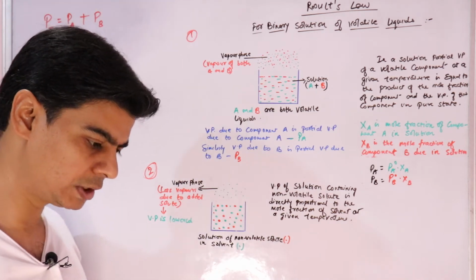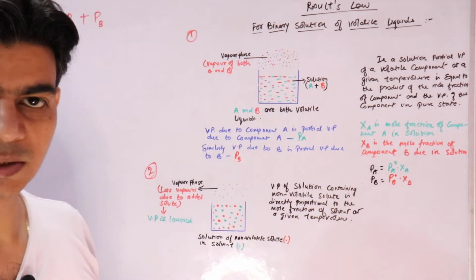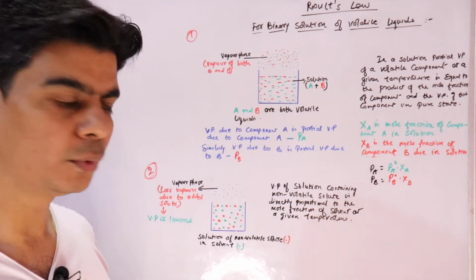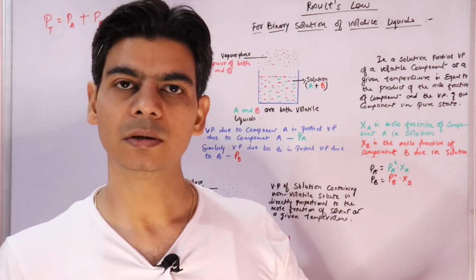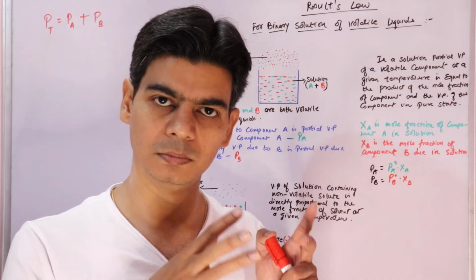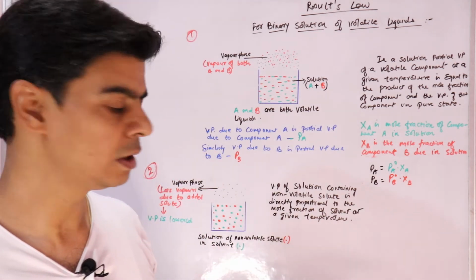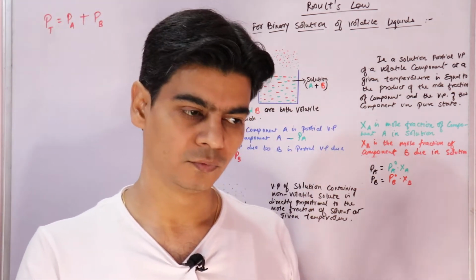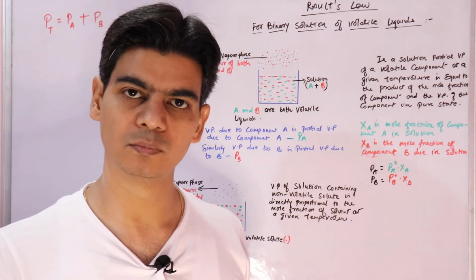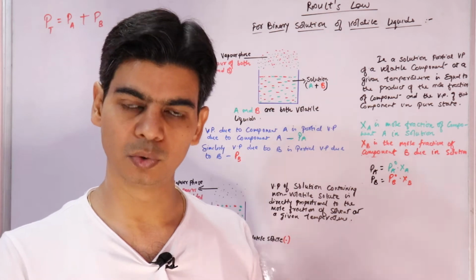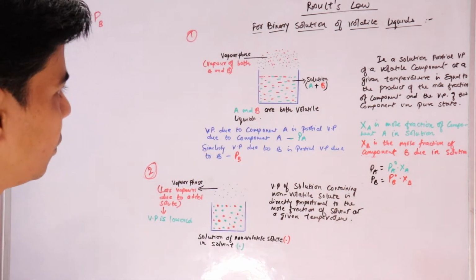The partial vapor pressure, that is the number of molecules escaping from the liquid into the gaseous state, also depends on the amount of the component in solution. The more liquid A in solution, the more liquid molecules of A will pass into the vapor state. So the partial vapor pressure due to component A is directly proportional to the mole fraction of component A. Mole fraction is nothing but the number of moles. The more moles of component A, the more molecules of A will pass into the gaseous state to build up the vapor pressure.